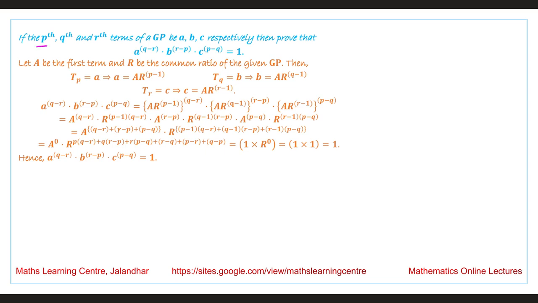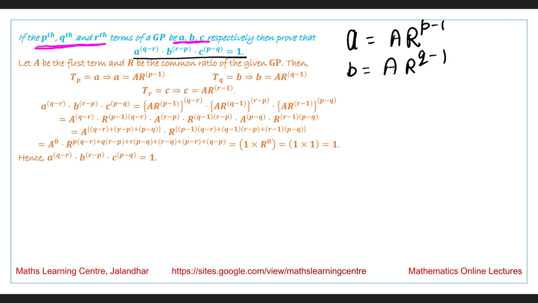Next is, if pth, qth and rth term of a GP are a, b, c respectively, then we have to prove that a raised to the power q minus r into b raised to the power r minus p into c raised to the power p minus q is equal to 1. So we have the pth term is a, so we are writing a is equal to, suppose the first term is a, common ratio is r, it is a r raised to the power p minus 1. We have b is equal to a r raised to the power q minus 1, and c is equal to a r raised to the power r minus 1.